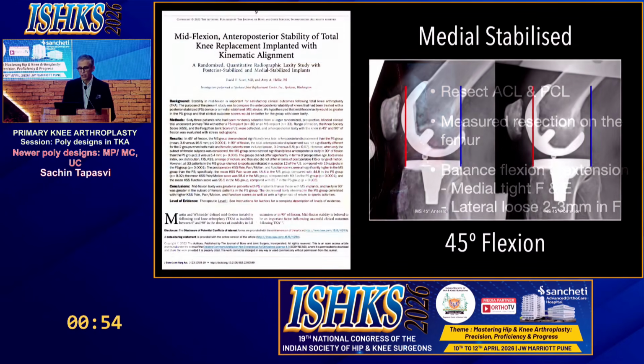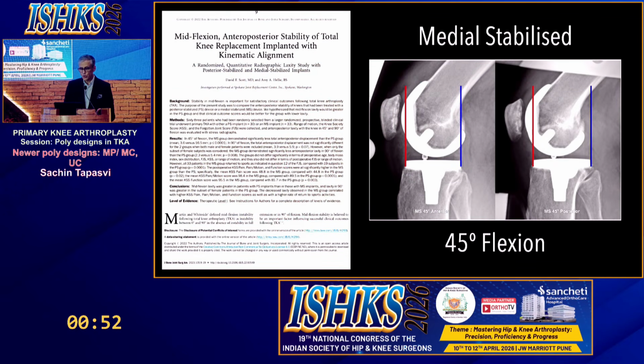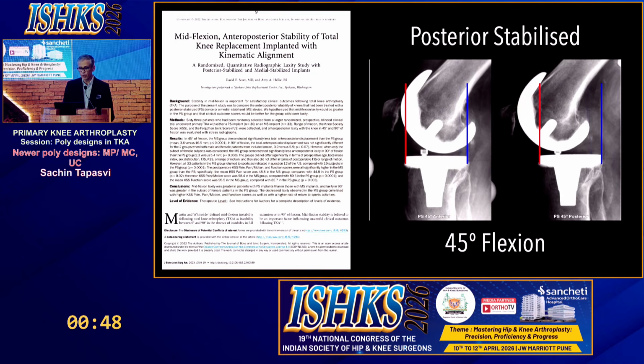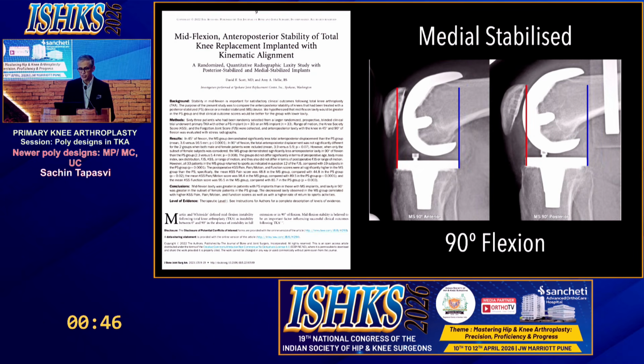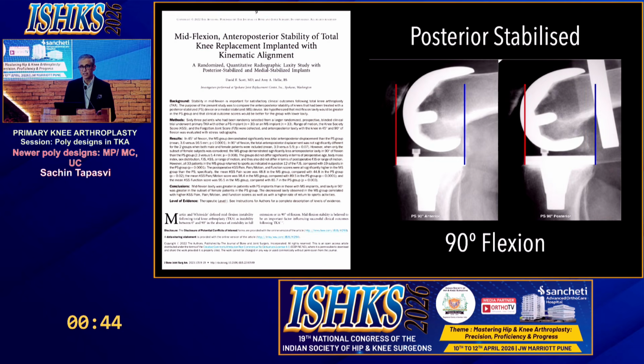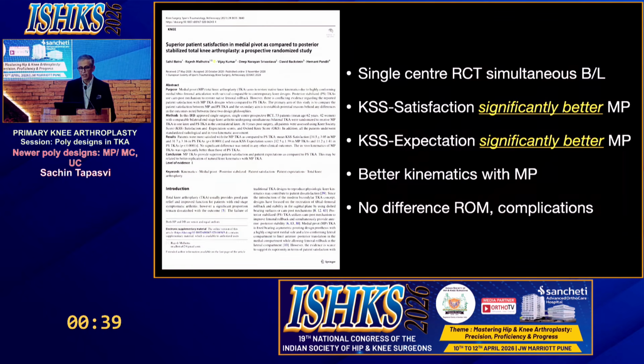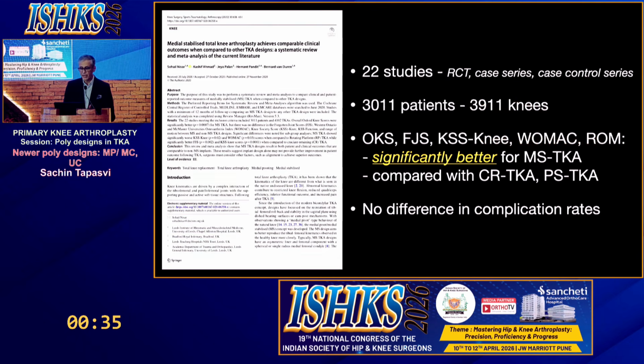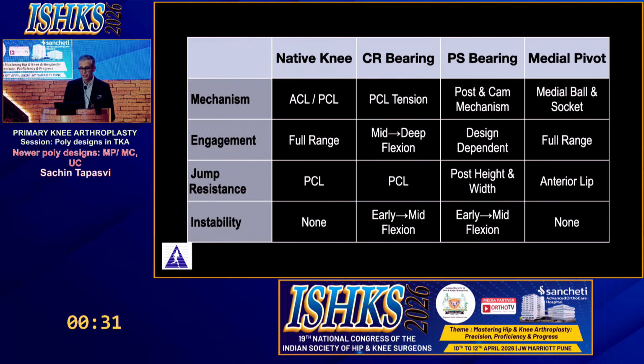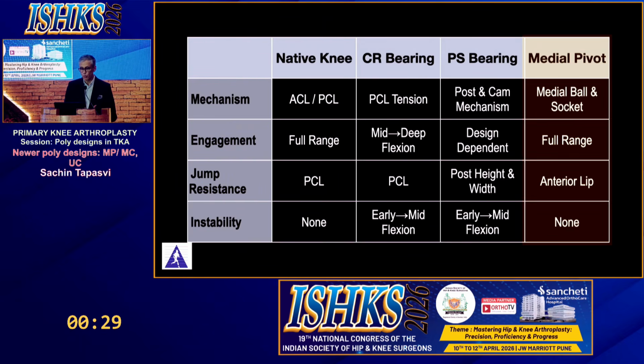you want to see. Again, good data shows that if you compare the AP stability for a medial stabilized, both at 45 and 90 degrees of flexion, you can see that the PS design has a larger amount of AP glide, which is statistically significant. And this translates to different satisfaction indexes. If you do comparative studies, RCTs and case control studies, you find that the MP design does a far better job with the same.